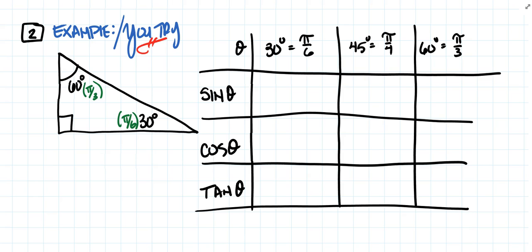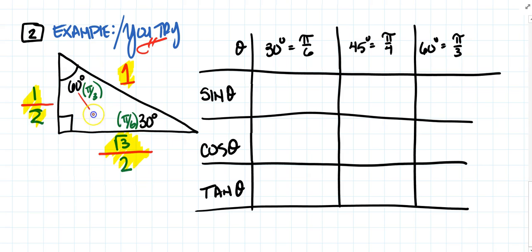Okay, box 2 is an example and a you try kind of simultaneously. So the first thing I want you to do is if I give you that this side is a value of 1, I want you to copy the picture and fill in the other two sides of the triangle, given that it is a 30, 60, 90 triangle. Okay, hopefully you filled it in correctly, and you have that the side that is opposite the 60-degree angle is rad 3 over 2, and the side that is opposite the 30-degree angle is 1/2.